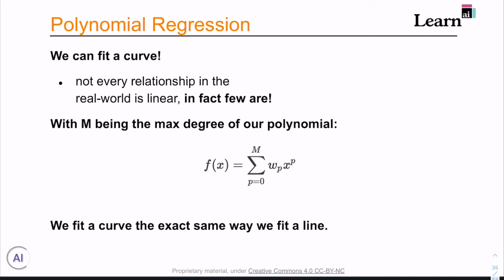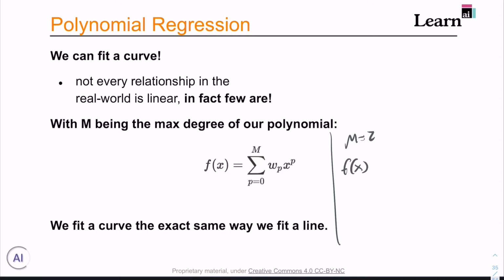Polynomial regression. This is how we fit curves, right? Not every relationship in the real world is linear. In fact, few relationships in the real world are linear. We can represent any polynomial by the following here, right? Where m is the max degree of our polynomial. So I'm just going to give you an example. Say we set m equal to 2, which would be a quadratic, right?